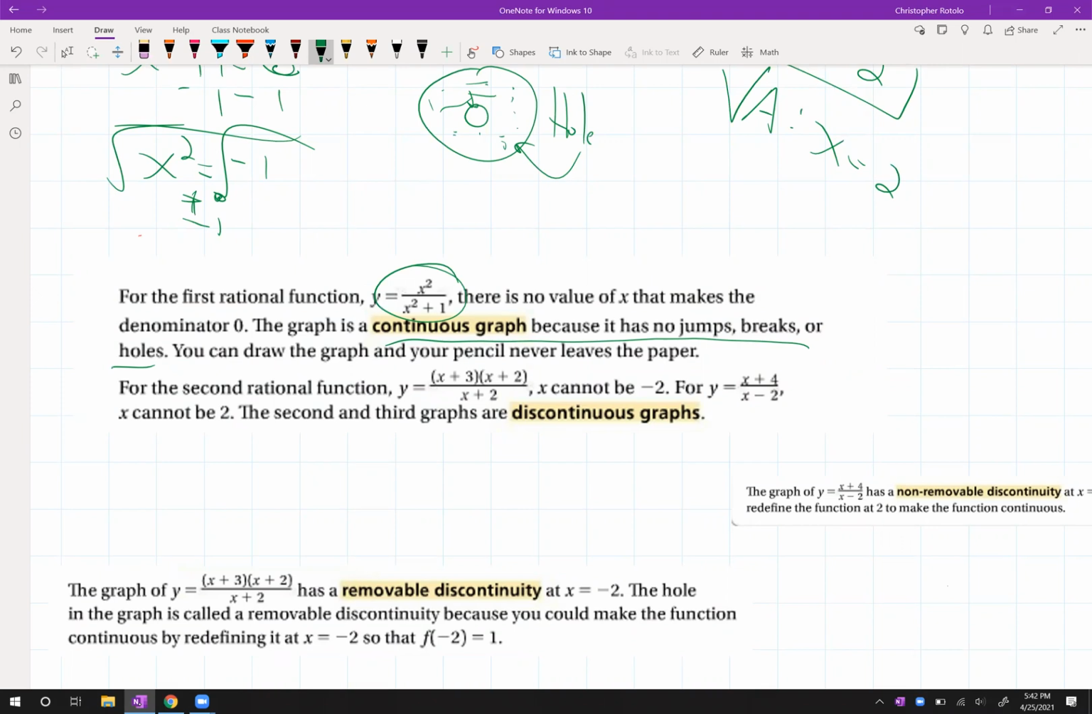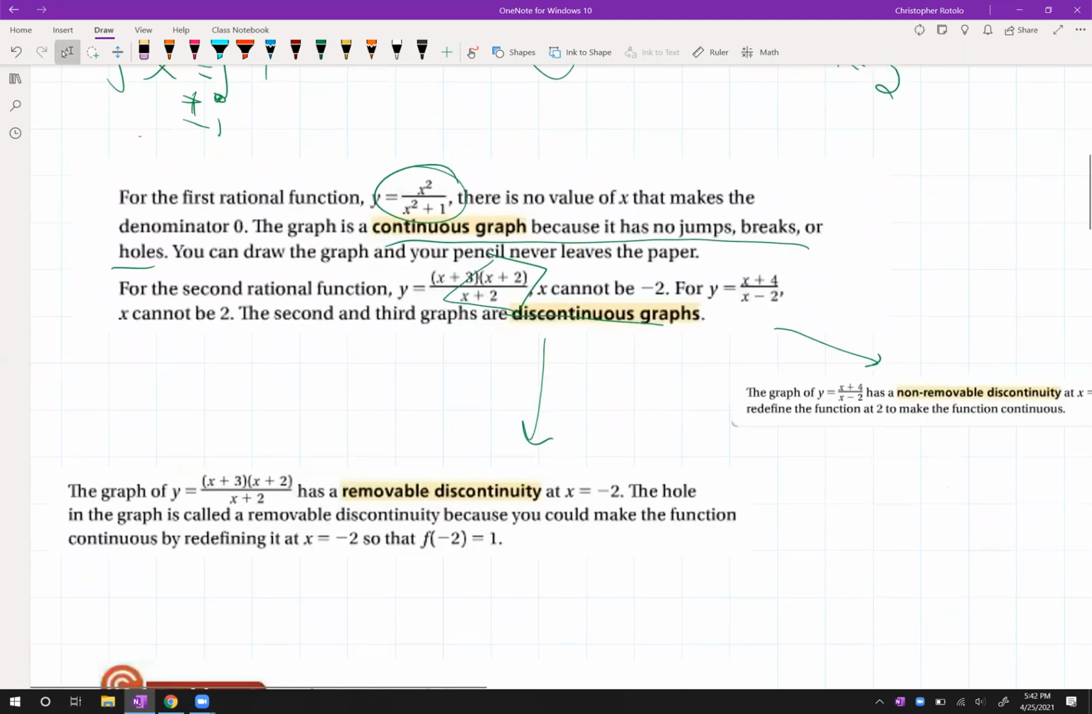Okay, and the second one, we ended up with a hole in the graph, right? So it was considered discontinuous. Now if it's discontinuous, we say, is it non-removable or is it removable? And since we could divide it out, it is considered removable. So this is very vocab related. If you can take it out, it's removable, but it is a domain restriction.